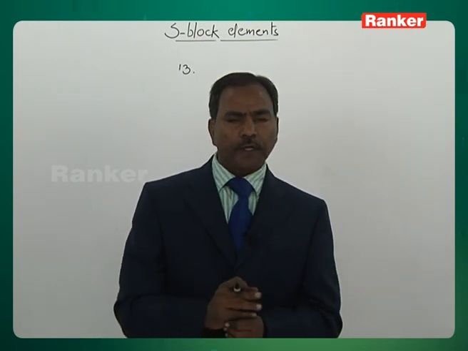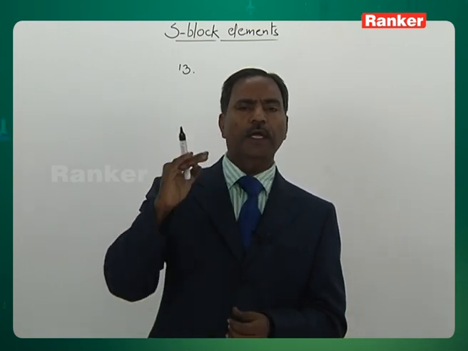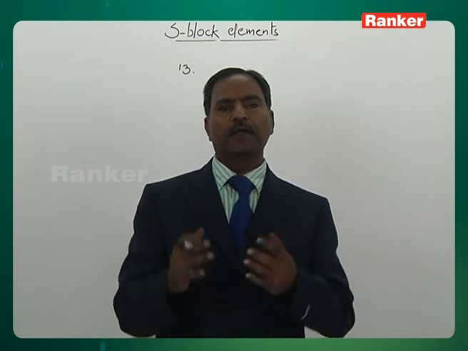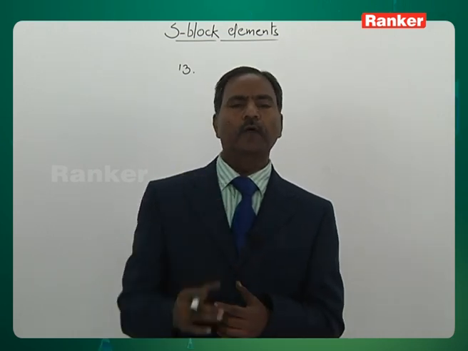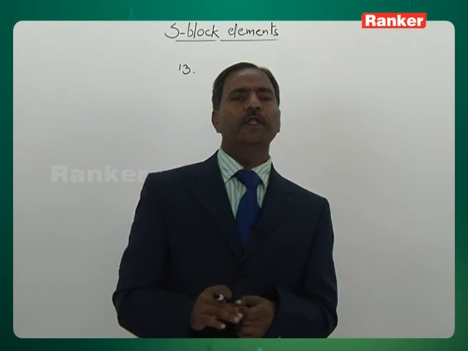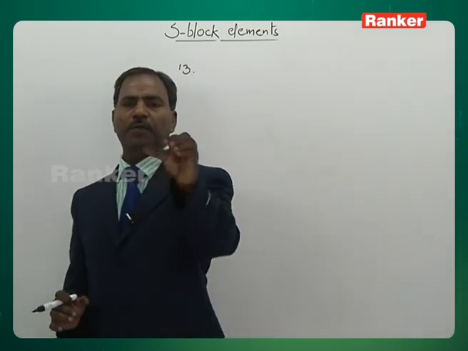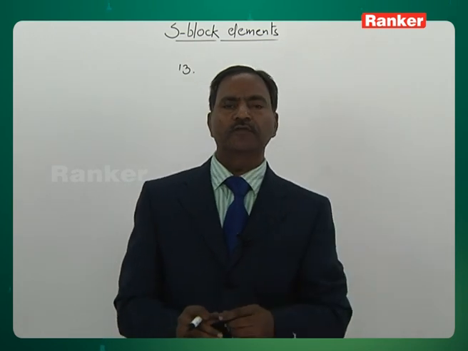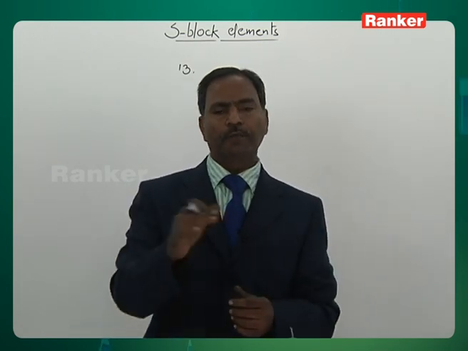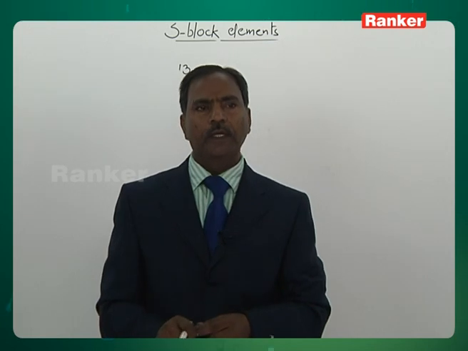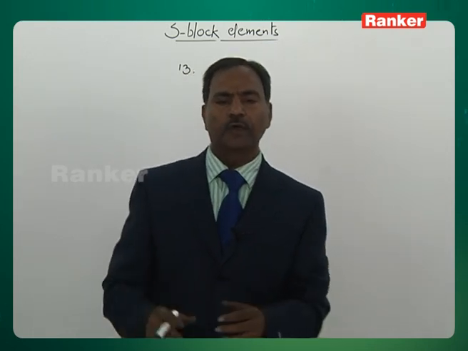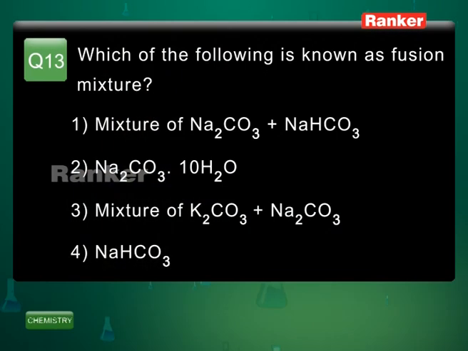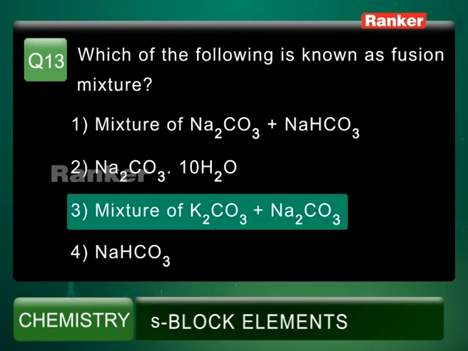Coming to option 3, K2CO3 and Na2CO3, this particular combination mixture we call a fusion mixture. What is the importance of fusion mixture? Whenever this mixture is added to any other substance, the melting point of that substance is decreased a little bit. So this K2CO3, Na2CO3 mixture is known as fusion mixture. Therefore, question number 13, the answer is 3.